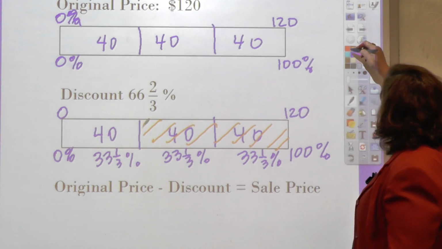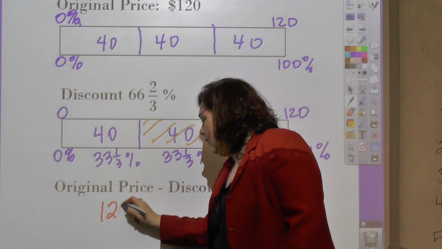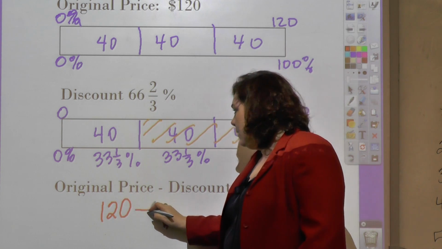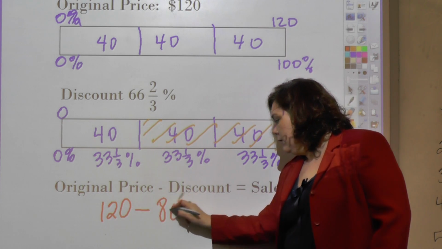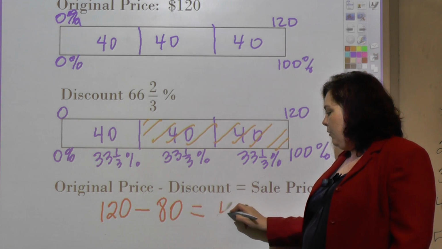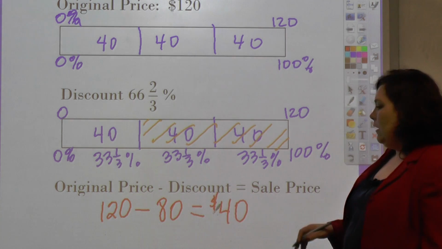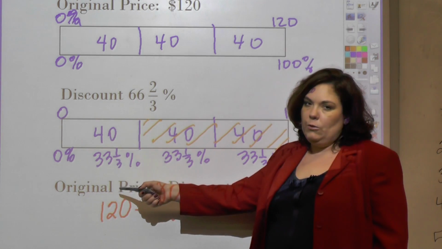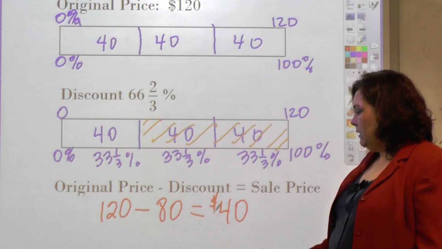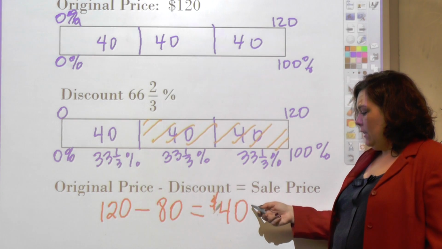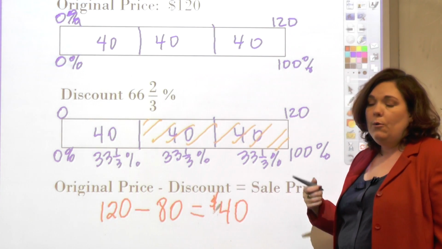Now, if you wanted to look at this as an equation, it would be $120 is my original price, minus my discount of 80 equals my sales price of 40. And of course, that's dollars. So that's how to put it back into the equation and look at the original price minus the discount equals the sales price. And again, the sales price is the amount you're going to pay when they ring you up.